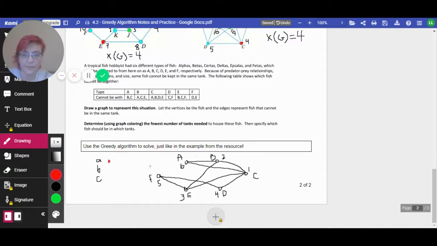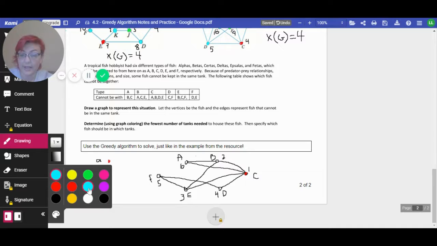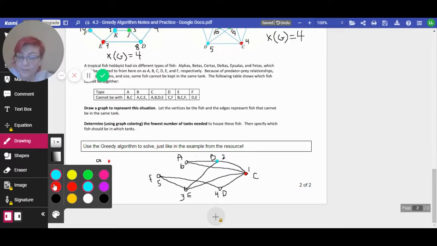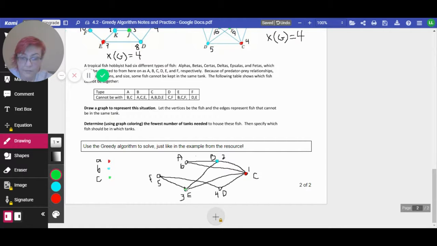All right, so A is red, and that is 1. 2 cannot be color A, so it's going to be color B, which is blue. 3 cannot be color A or B, so it's going to be color C, which is green. 4 cannot be A, but it can be B. 5 can be A. 6 cannot be A or B, but it can be C.